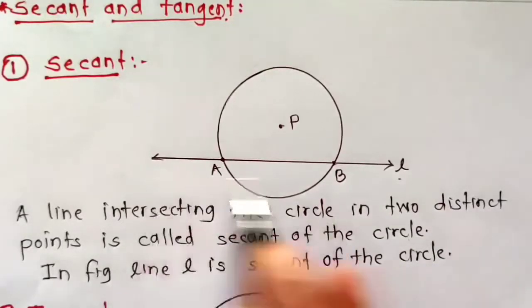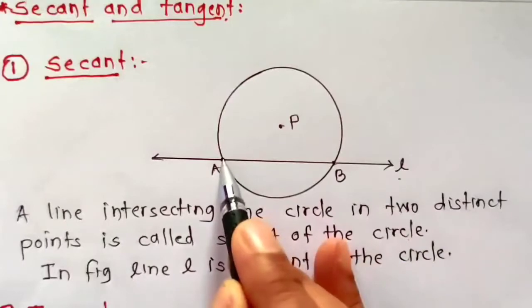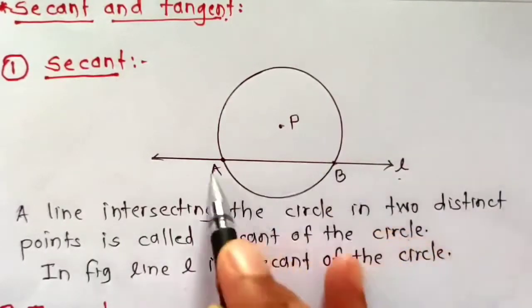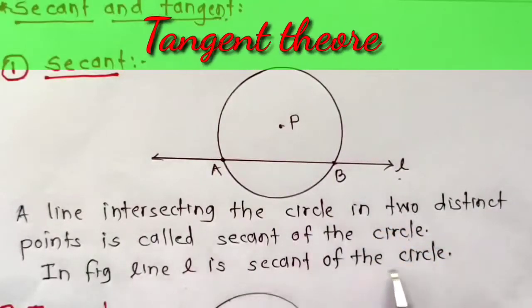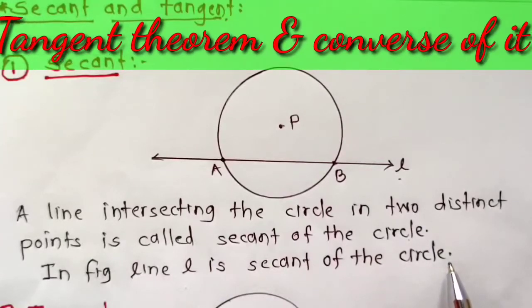In this figure, this line L intersects this circle in two different points A and B. Therefore, line L is called a secant of the circle, and A and B are called points of intersection.